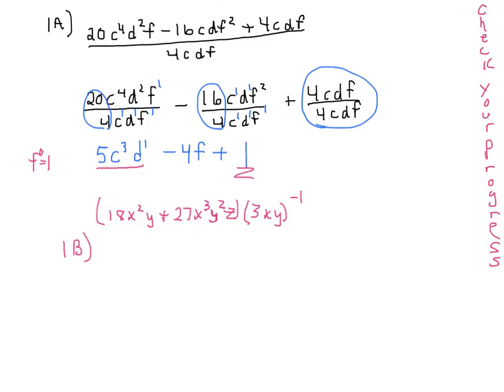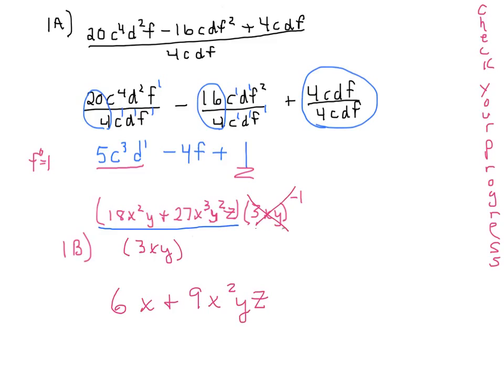In your Check Your Progress 1B, they also throw something a little different at you. They give you 3xy, the quantity to the negative 1. What does that mean? An exponent with the negative 1 means put it in the denominator. So this becomes 3xy down there, and of course it's not going to let me erase the original, so I'll just cross it out and you get the idea. So you just put it in the denominator and divide like usual. I hope that you got 6x plus 9x squared yz.